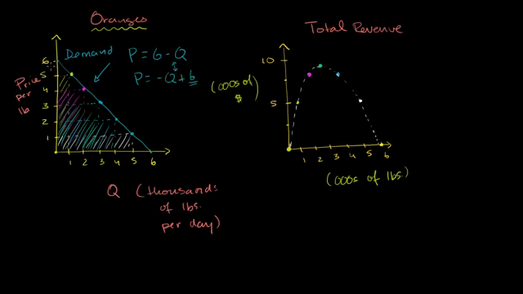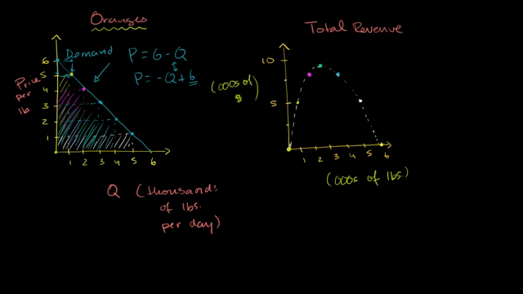You have a y-intercept of 6, and you have a negative 1 slope. If you increase quantity by 1, you decrease price by 1. Or another way to think about it, if you decrease price by 1, you increase quantity by 1. So that's why you have a negative 1 slope. So this is price as a function of quantity.